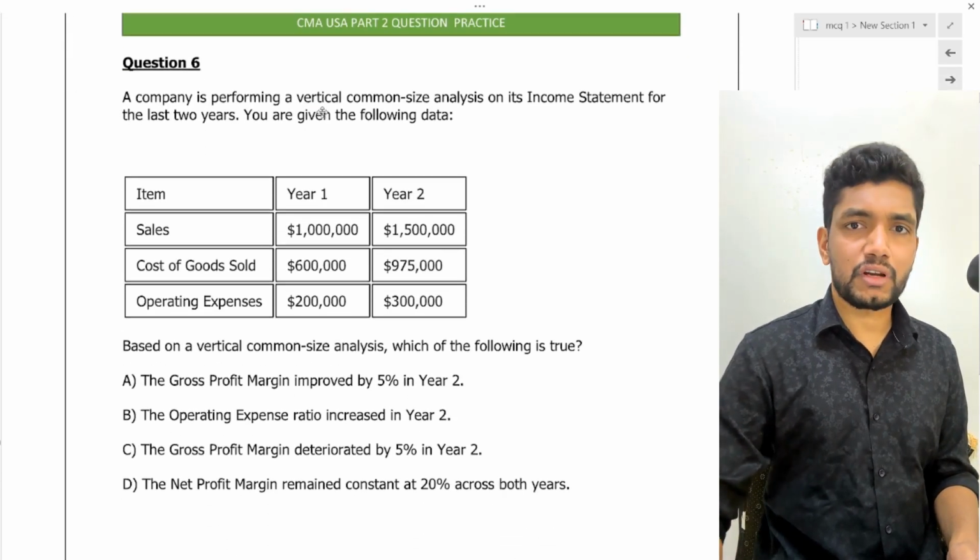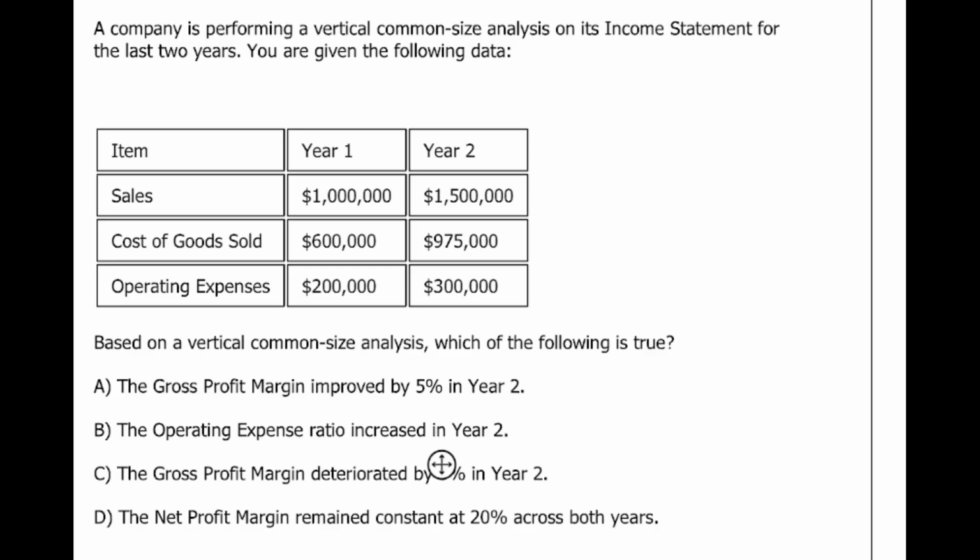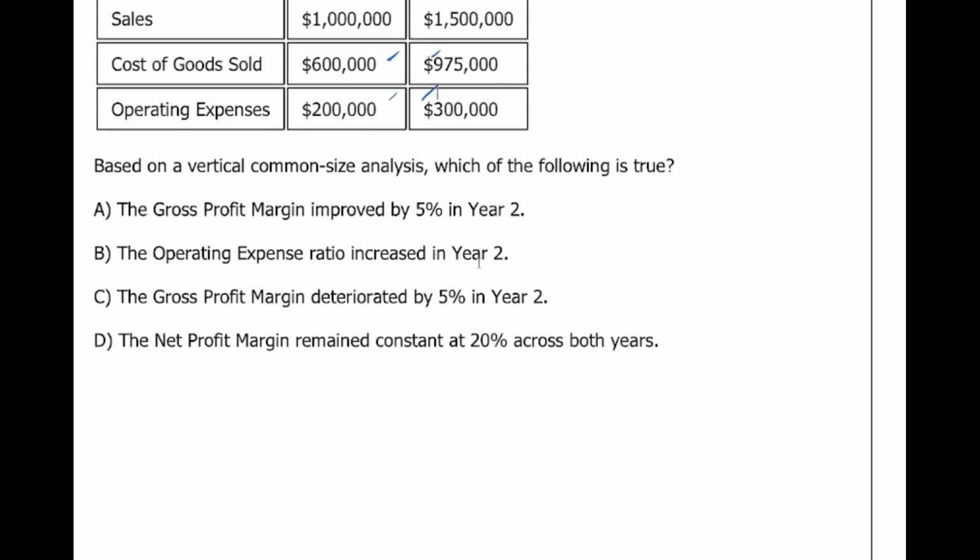So let's move into question number 6. A company is performing a vertical common size analysis on its income statement for the last 2 years. You are given the following data. Already given the sales for year 1 and year 2. Again, the cost of goods sold for year 1 and year 2. Operating expenses for year 1 and year 2. Based on the vertical common size analysis, which of the following statements is true?